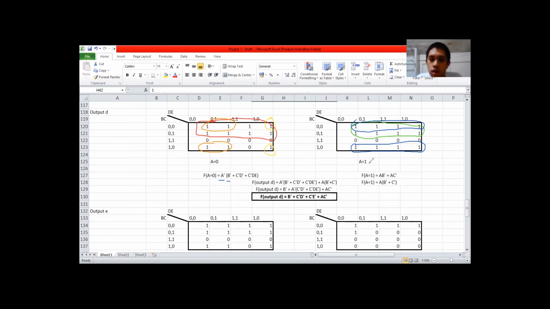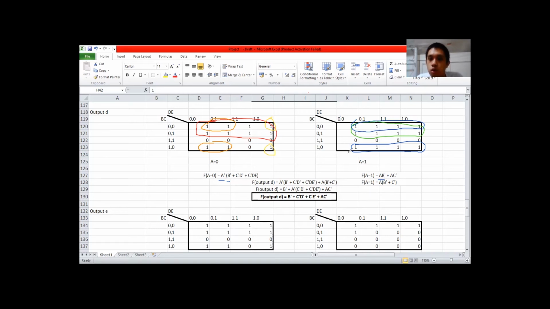So on the other hand, if A is equal to 1, focusing first on the green group, here's the green group. A is 1, B is unchanged, which is 0, C is changed from 0 to 1, therefore it is cancelled, D and E are also changed, therefore they are both cancelled. Therefore, we will be left with A ANDed with B prime.